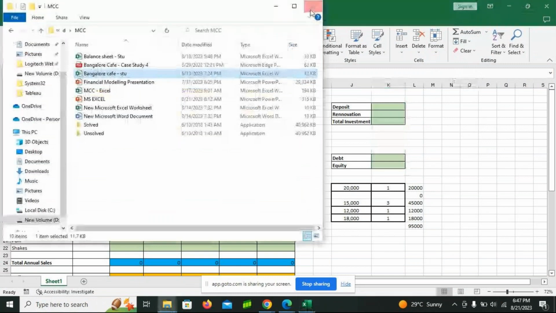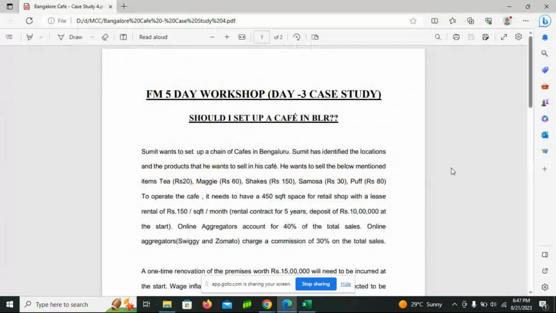Okay, are you able to see my screen? Yes, ma'am. Okay, so let's start with the case study. This is about the Bangalore cafe. Sumit wants to set up a chain of cafes in Bangalore. Sumit has identified the location and the product that he wants to sell in his cafe.